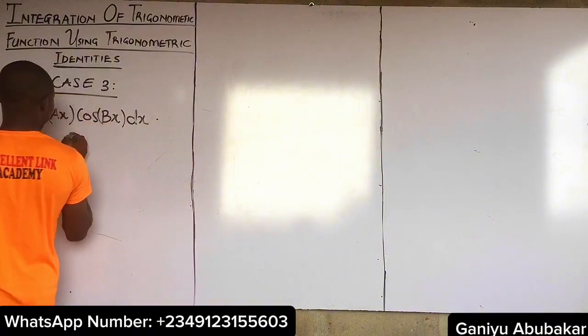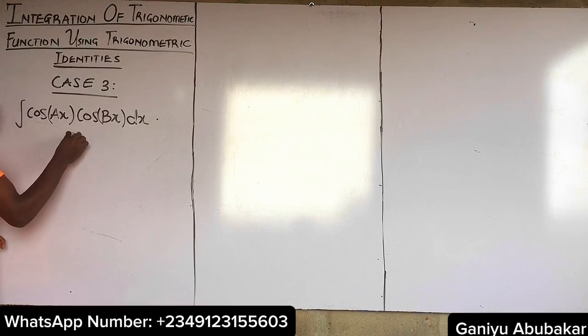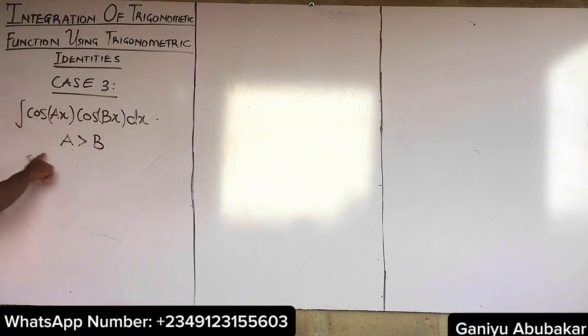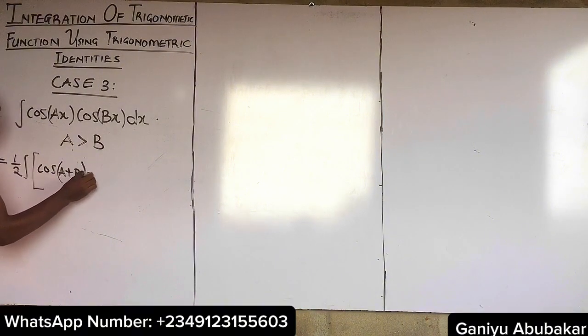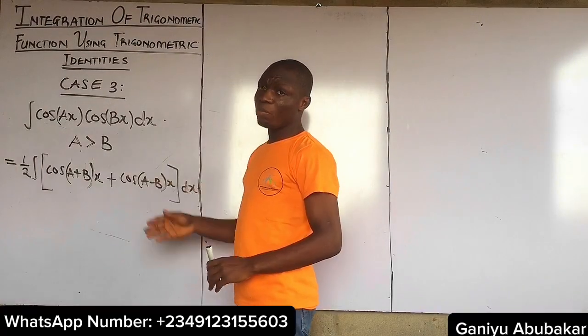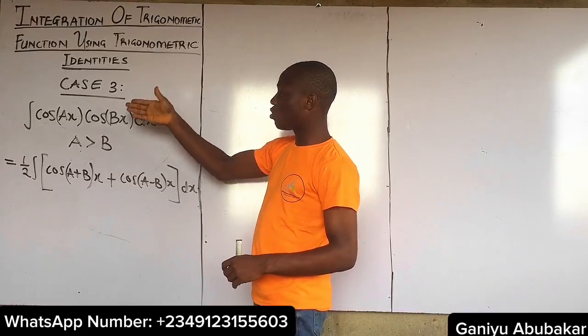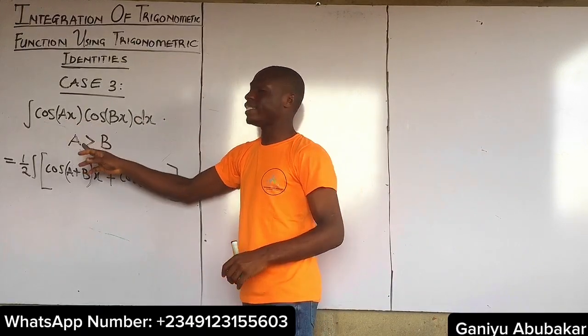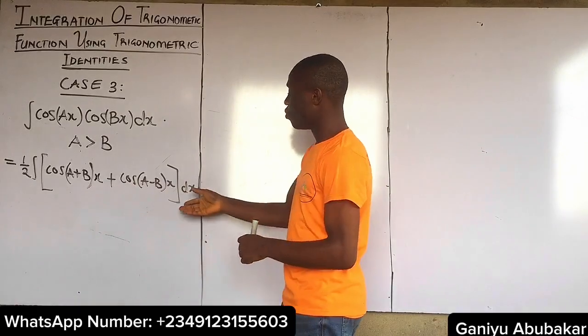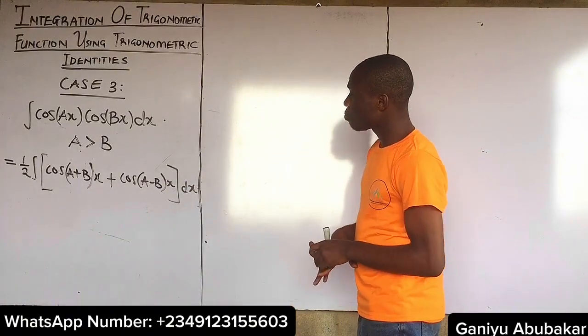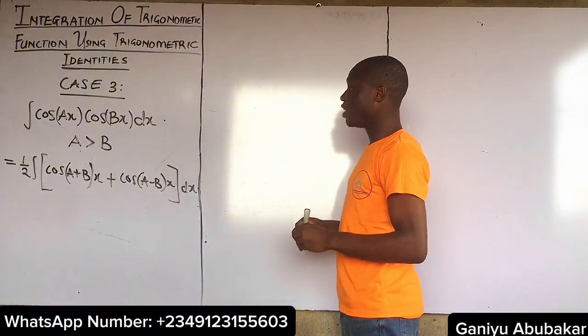Such that the value of a, as usual, must be greater than b. So for this one, the mathematical expression becomes half integral of [cos (a plus b) x plus cos (a minus b) x]. This becomes the expression for an integration of cos and cos such that a is greater than b. All right, let's now use this concept to solve some problems.